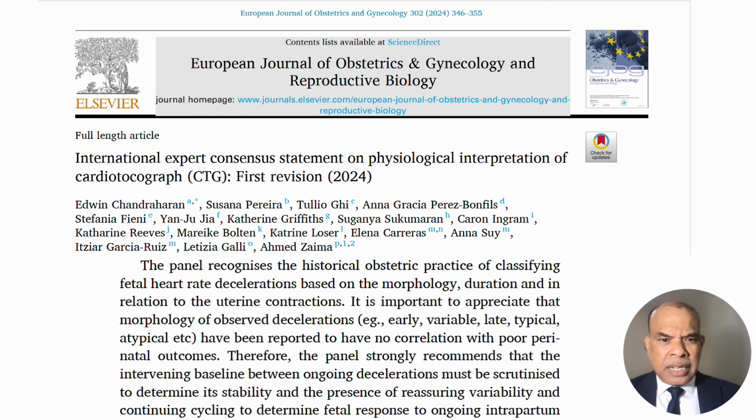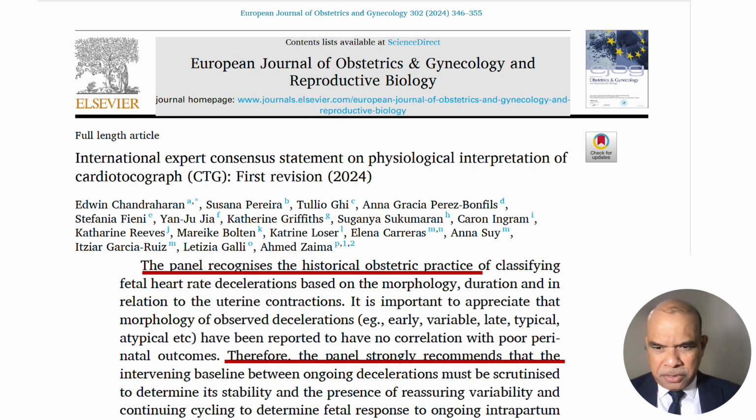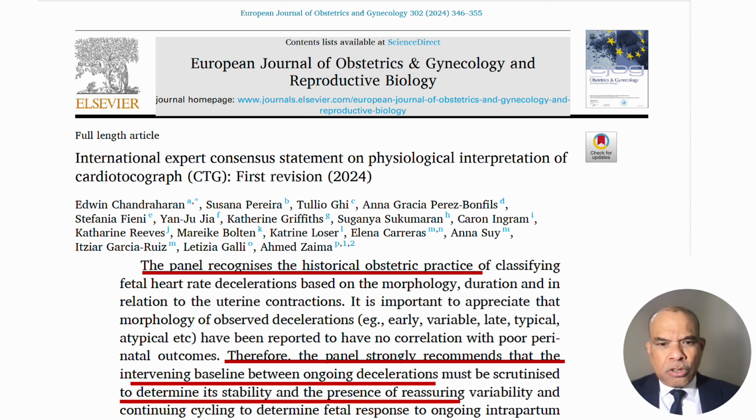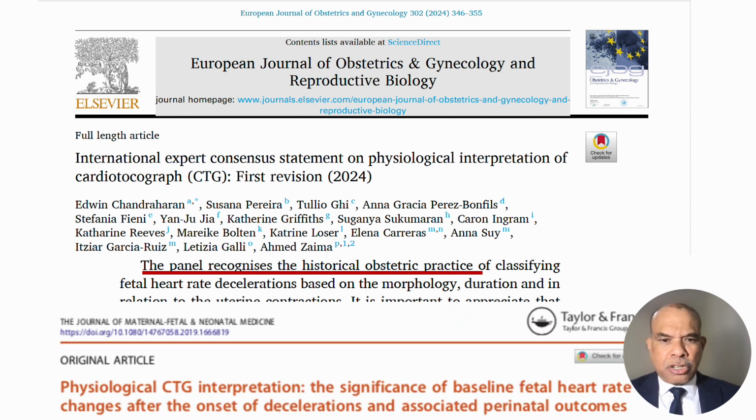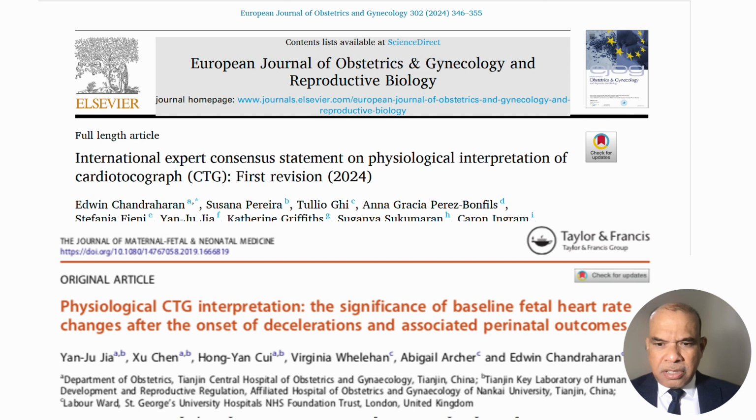And therefore, in the international consensus guidelines, we have clearly stated that the panel recognizes the historic obstetric practice of classifying the decelerations into various morphological types, and they have no correlation with perinatal outcomes. Therefore, we strongly recommend that clinicians should look in between the decelerations for stability of the baseline and reassuring variability. And that is based on research evidence.